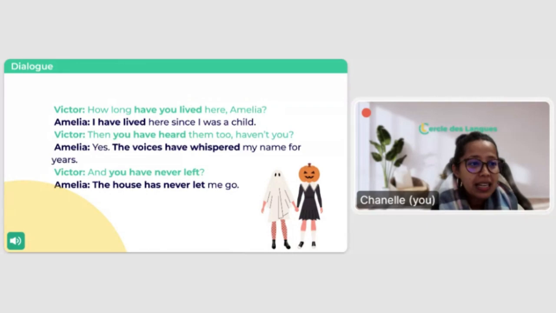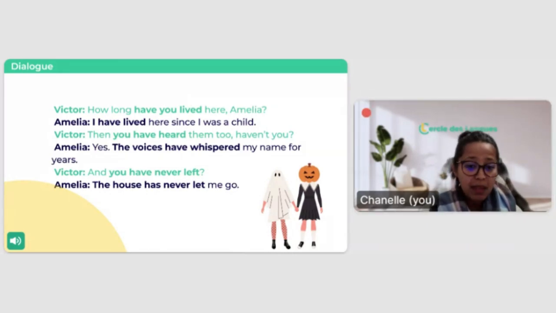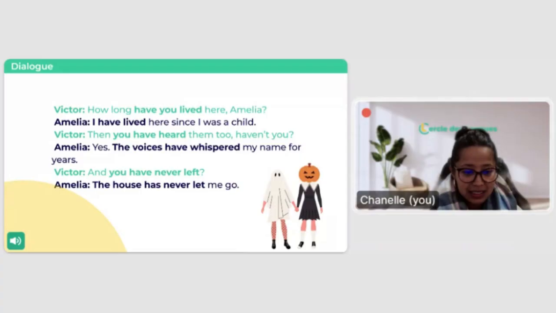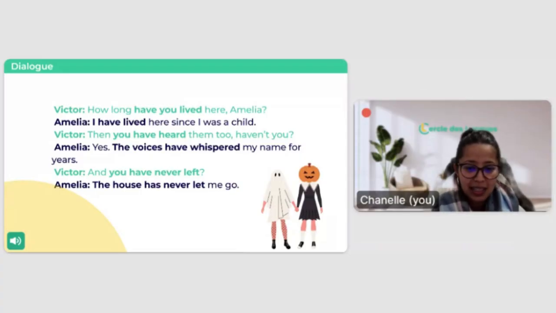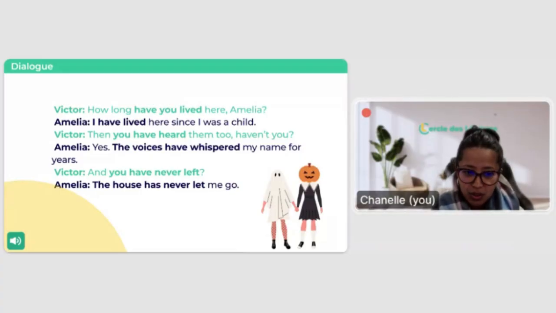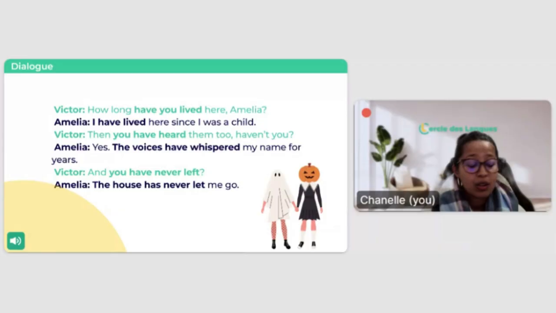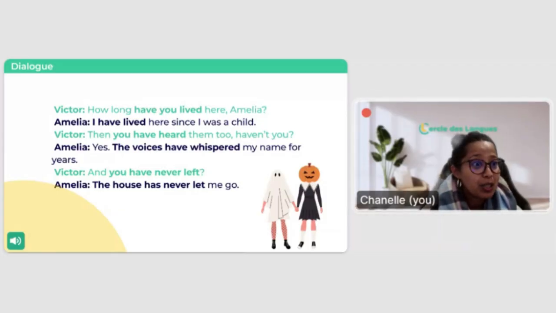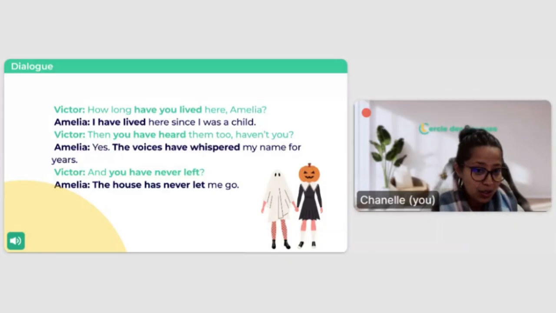So in an example dialogue, we see: How long have you lived here? Amelia, I have lived here since I was a child. Then you have heard them too, haven't you? Yes, the voices have whispered my name for years. And you have never left? The house has never let me go.